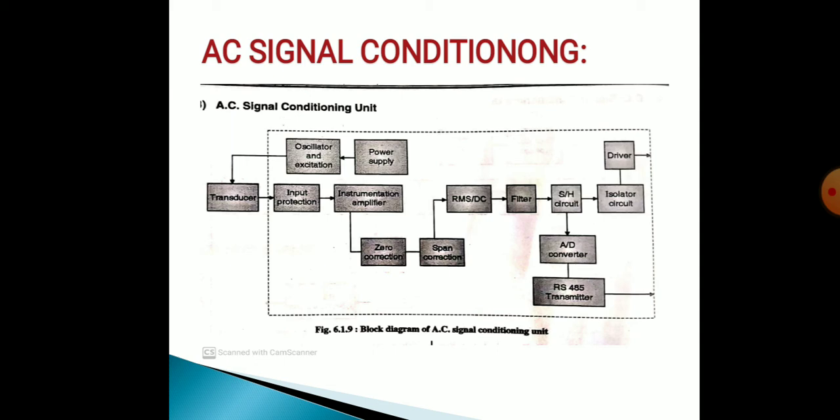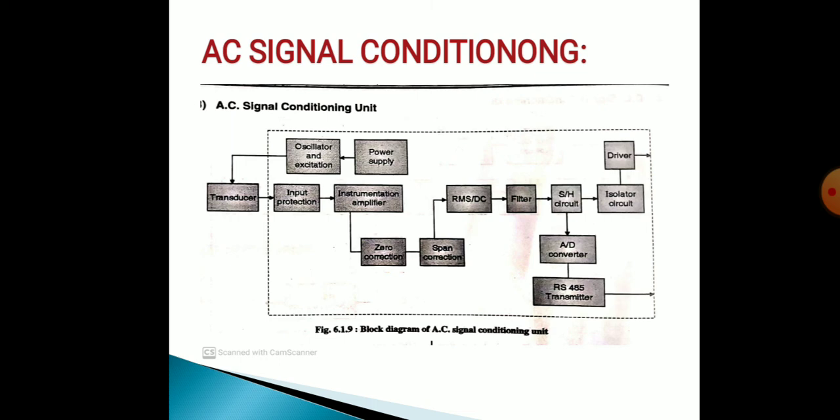In the sample and hold circuit, we set one value of lower and higher levels to maintain the signal level constant. Isolation. This block protects the signal conditioning unit from voltage transients and power line shorting incidents. If any short circuit occurs in the circuit, isolation provides protection to all the circuits involved in the AC signal conditioning unit.